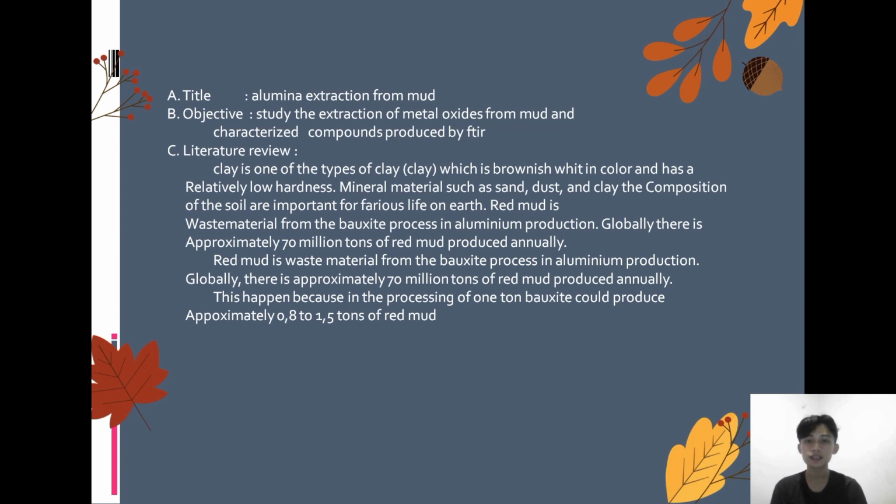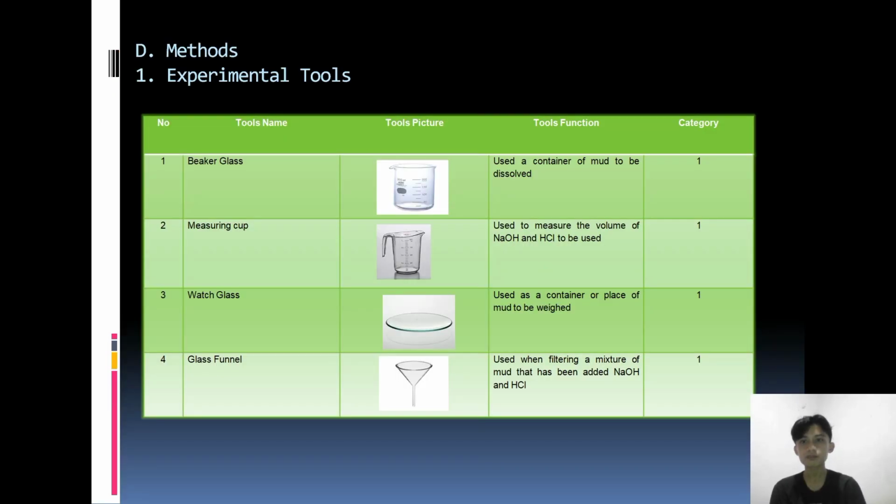This happens because the processing of 1 ton of bauxite produces approximately 0.8 to 1.5 tons of red mud.